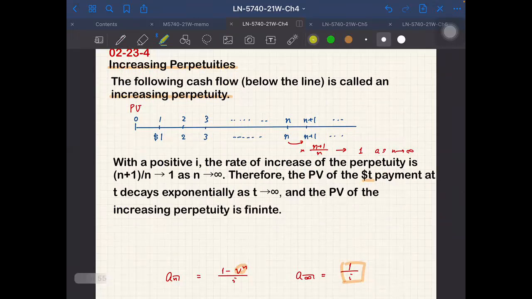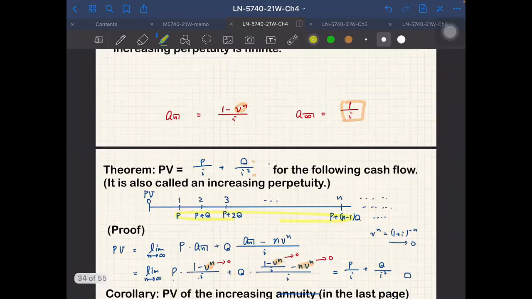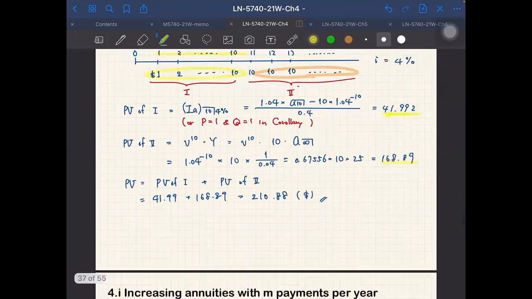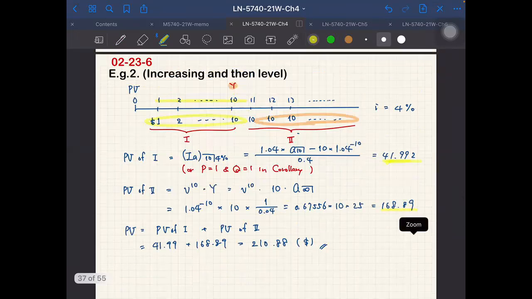Perpetuity is basically the same theory. Perpetuity is actually easier than annuity because when we take the limit as n goes to infinity, some terms disappear. So it's easier to see. There are some more complicated cases, such as the combination of a level annuity and an increasing annuity.